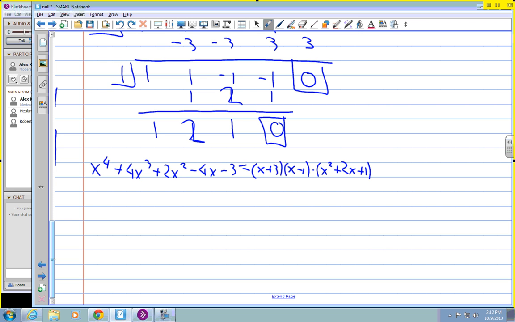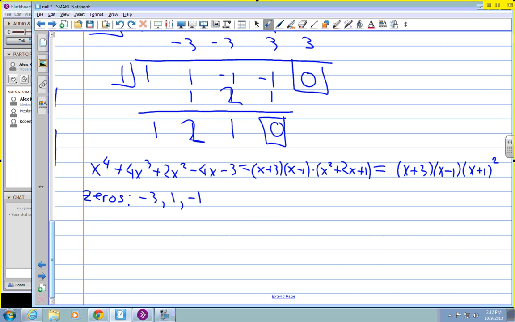Can I factor that one? x squared plus 2x plus 1? Can I factor that one? So x plus 1 squared, right? So then what are the zeros of this function? So negative 3, 1, and negative 1, right?